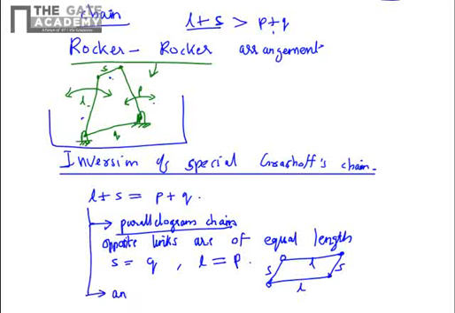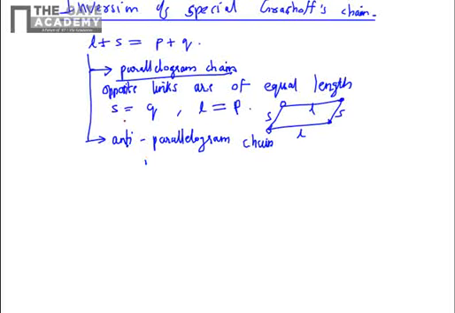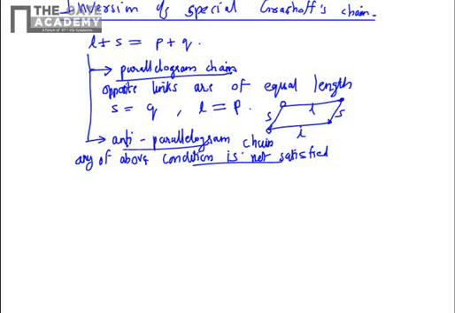The other category is the anti-parallelogram chain. In this case, the above condition is not satisfied. Either S will not be equal to the opposite link, or this link will not be equal to its opposite link. If any of the above conditions is not satisfied, then it will be an anti-parallelogram. That means a parallelogram will not be formed. We will consider both of these cases.